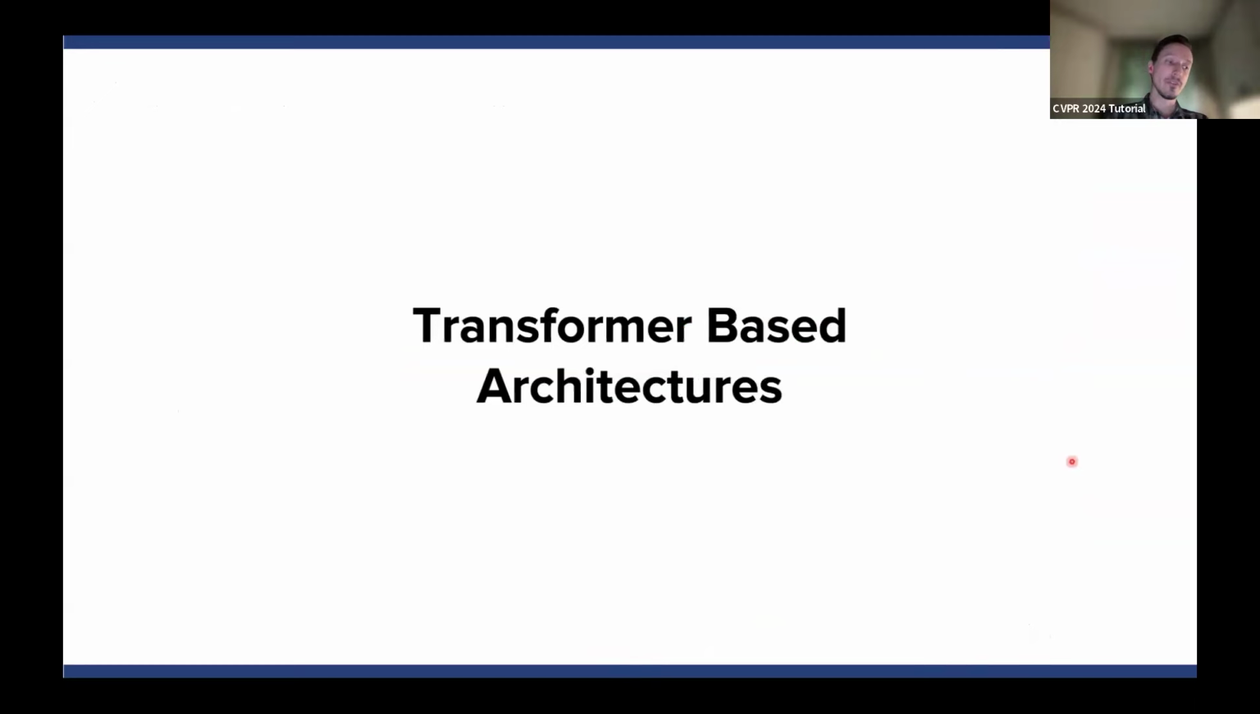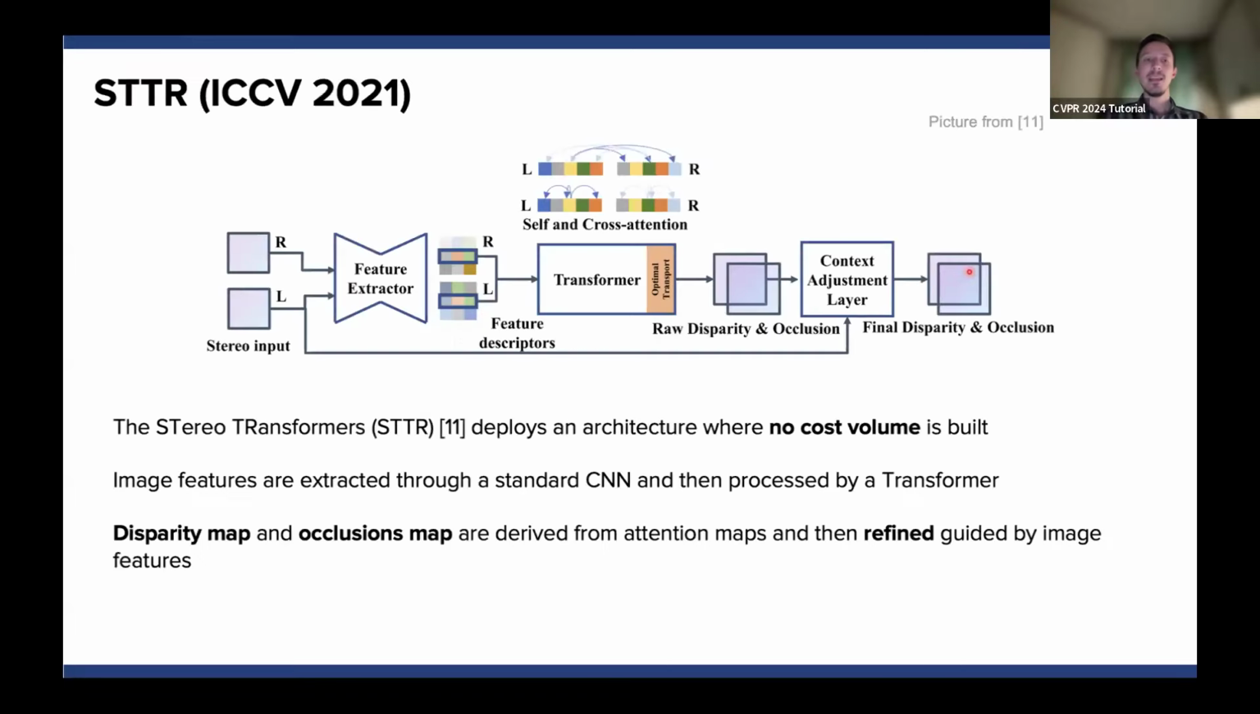So that's all for the first family of architectures, those inspired by RAFT-Stereo. Now we will go very quickly over the transformer-based architectures, and then in the end, I will leave you time for questions, of course. Sorry for being that fast, but we're trying to catch back some time.